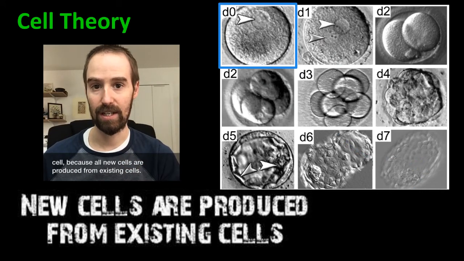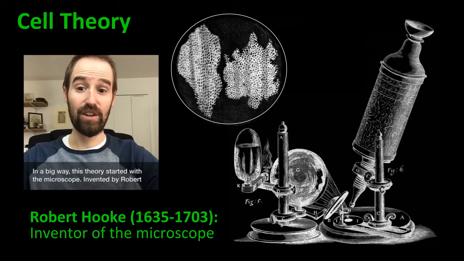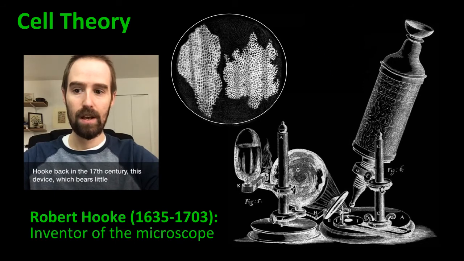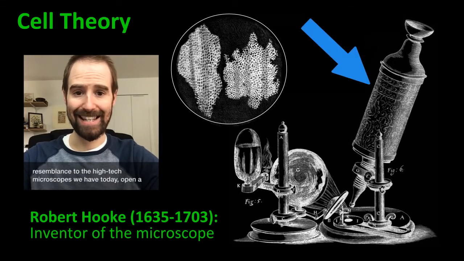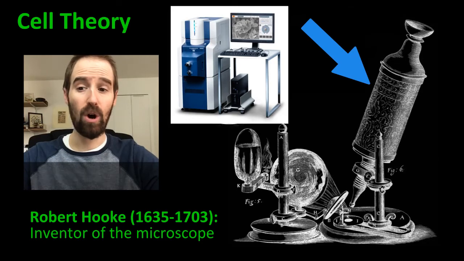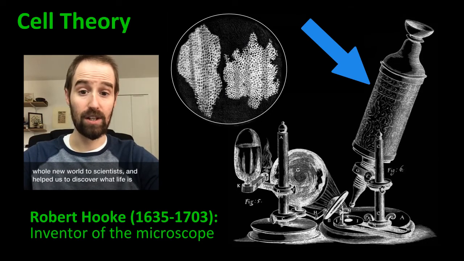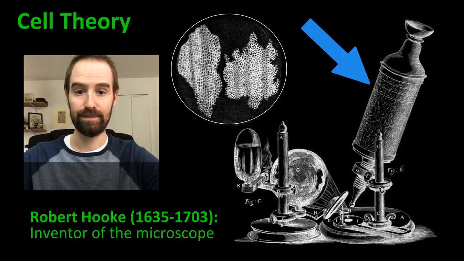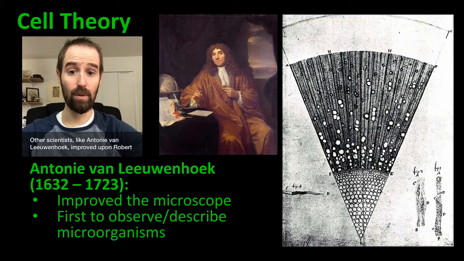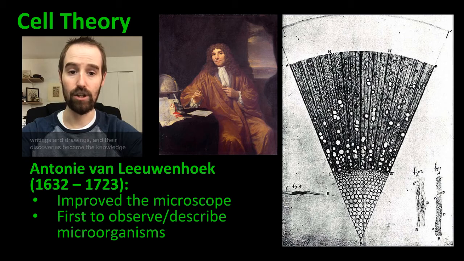produced from existing cells. In a big way, this theory started with the microscope, invented by Robert Hooke back in the 17th century. This device, which bears little resemblance to the high-tech microscopes we have today, opened a whole new world to scientists and helped us to discover what life is really made of. Other scientists, like Antony van Leeuwenhoek, improved upon Robert Hooke's original design, and the field of microbiology began to grow. Scientists like Leeuwenhoek documented their work carefully in writings and in drawings, and their discoveries became the knowledge upon which future scientists would base their work.